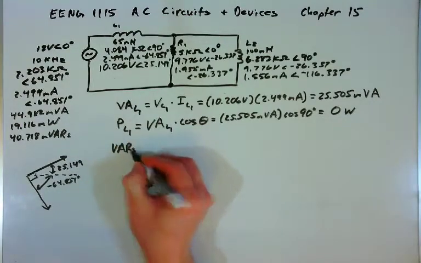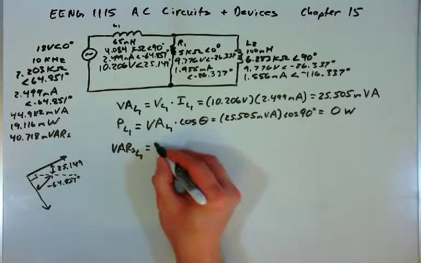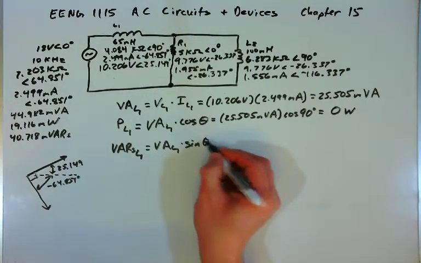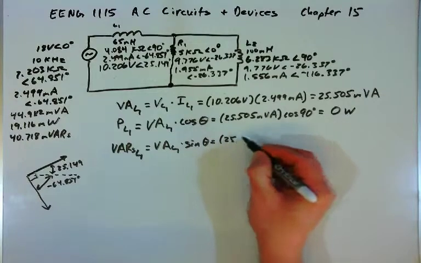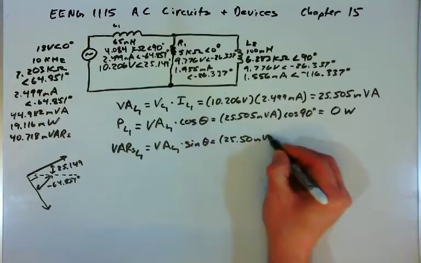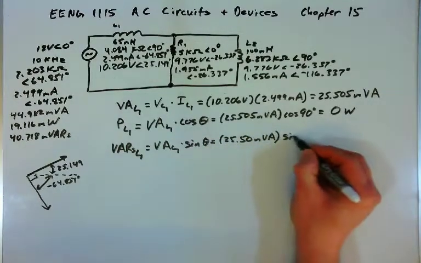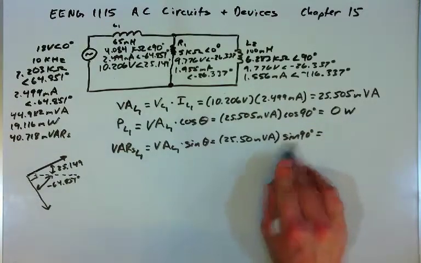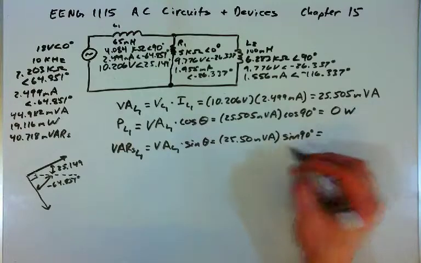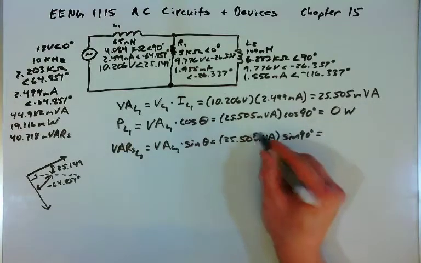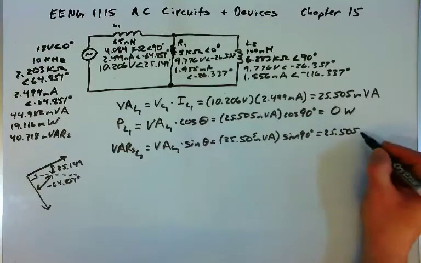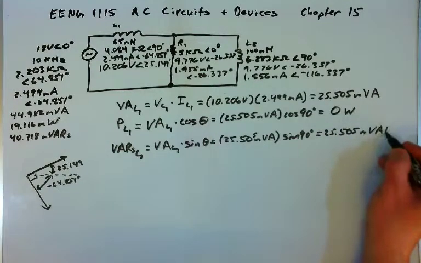The volt amps reactive for inductor 1 will be the volt amps for inductor 1 times the sine of the angle. So we'll have 25.505 millivolt amps. We'll multiply by the sine of 90 degrees. The sine of 90 degrees is 1, and so 1 times 25.505 is going to be 25.505. This would be millivars.